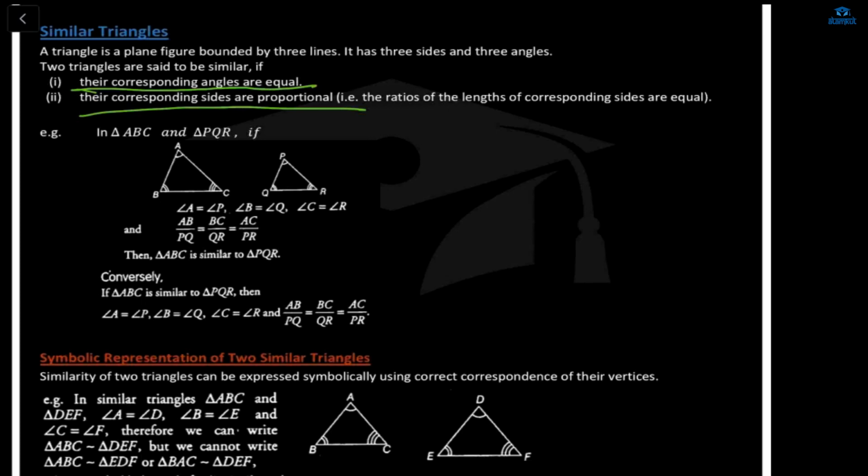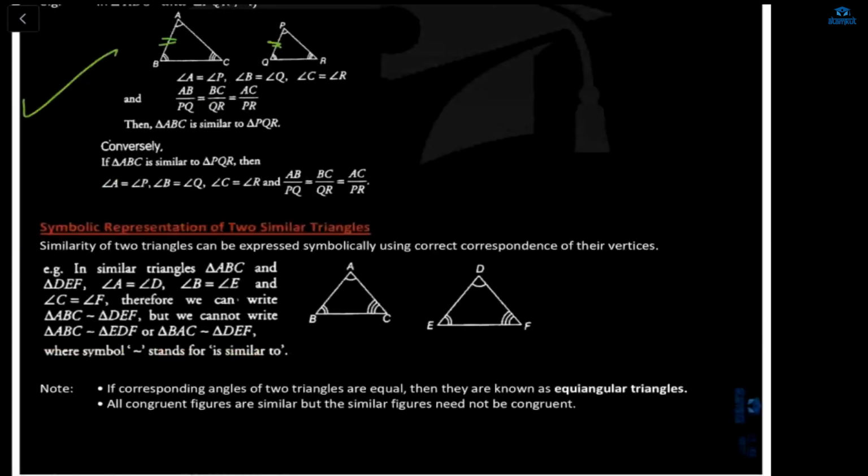So here this is the example. In fact, you can see that in triangle ABC, in triangle PQR, angle A is equal to angle P, angle B the same. All the angles should be same, and their sides should be in a ratio. That means AB should be proportional to PQ. This AB by PQ is equal to BC by QR is equal to AC by PR. Now, if both the conditions exist, that means triangle ABC is similar to triangle PQR.